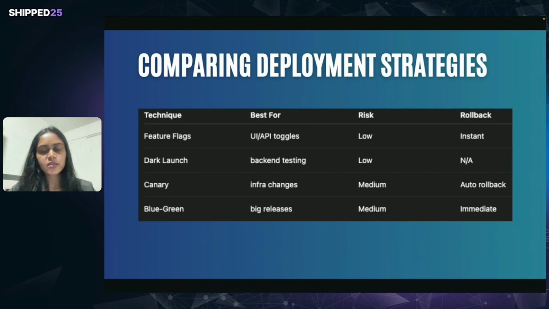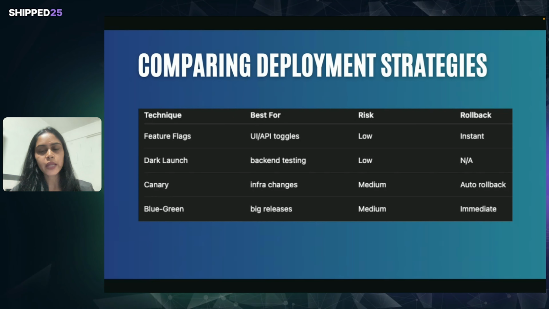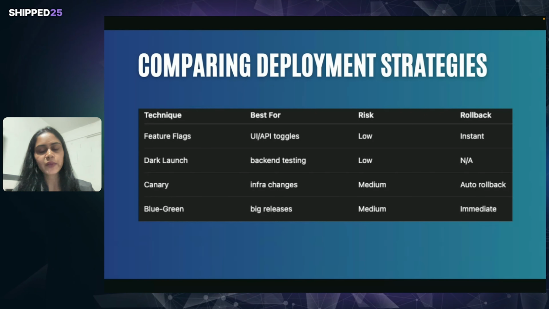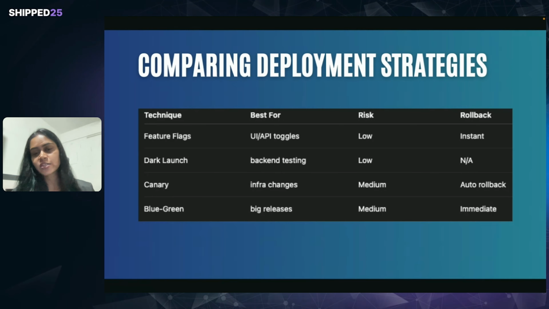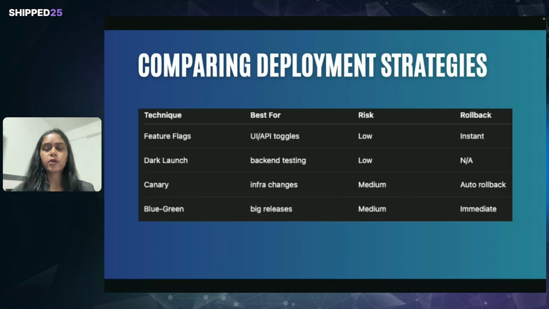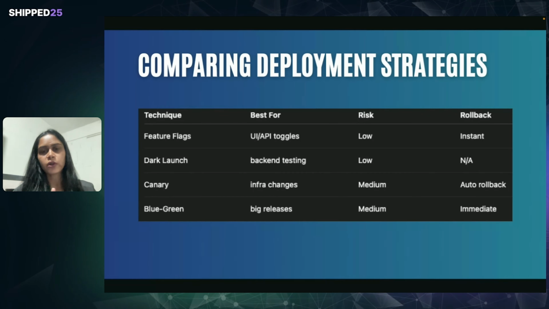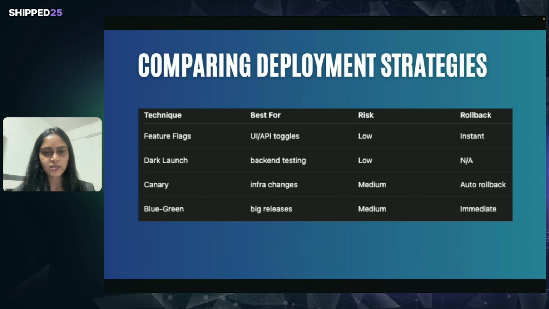So feature flags we have as the first technique here. Feature flags are perfect for any kind of UI changes, or if you are dealing with gradual rollouts and A/B testing. And here the risk is very low because the rollback is very instant. You just need to toggle between on and off. So that is how feature flags work.